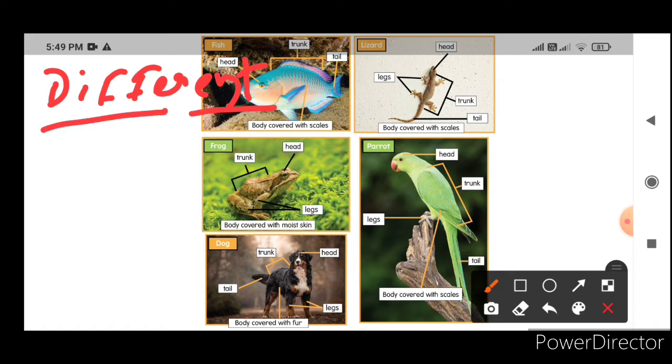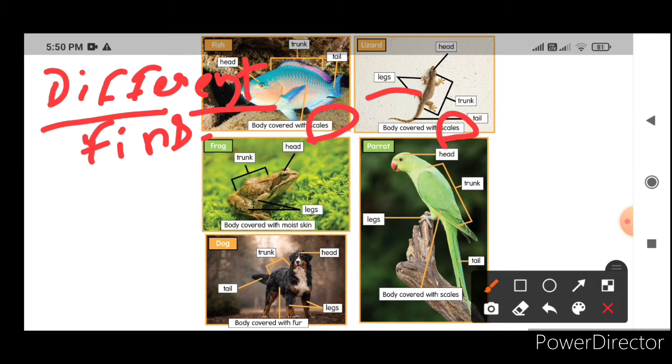Look at here how this body is covered. Fish body is covered with scales. How do fishes move in water? They use their fins for movement in water. Now next, which animal is it? It's lizard. The lizard's body is also covered by scales. And what does the lizard use for movement? It's using its legs for moving.